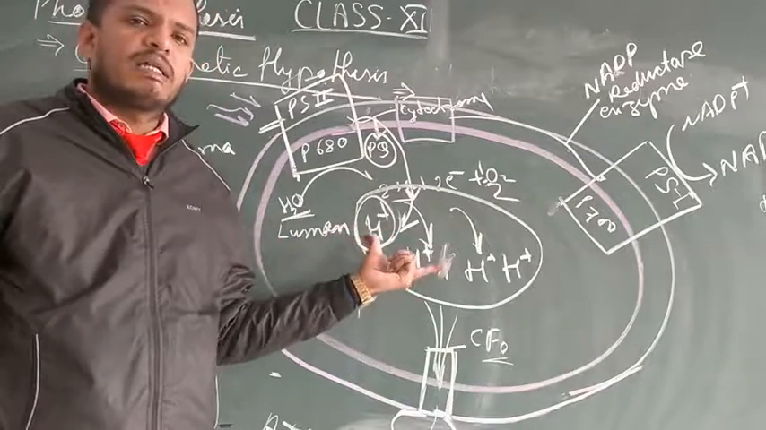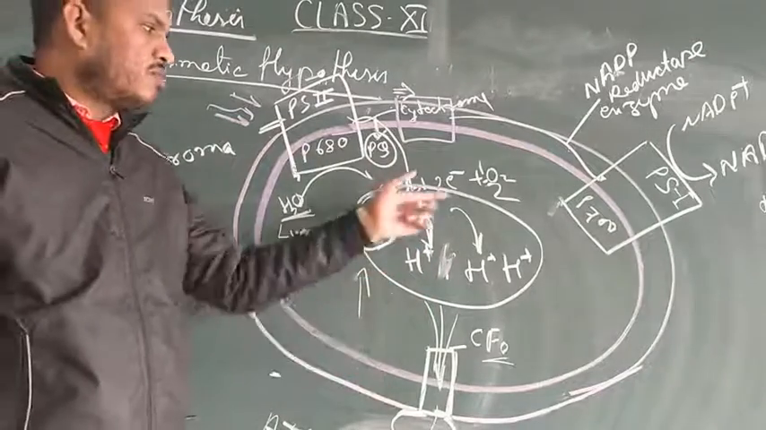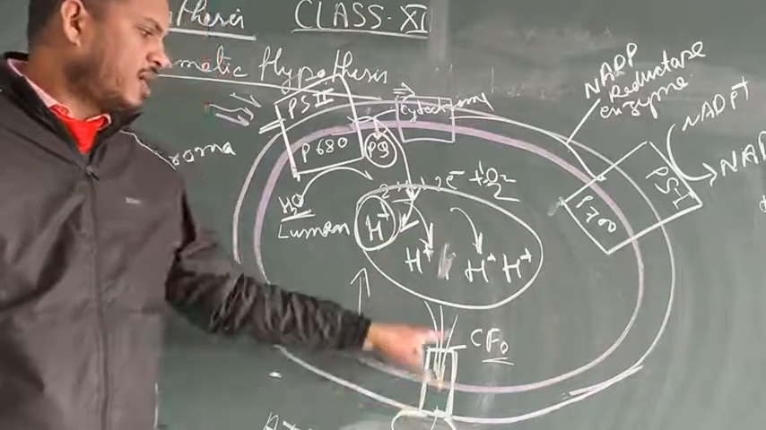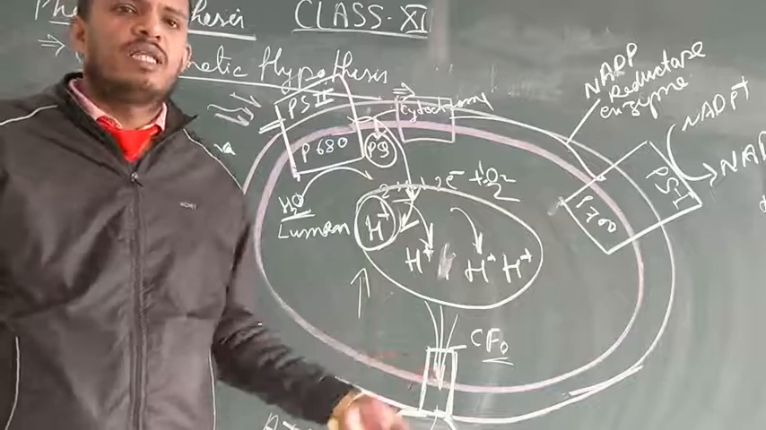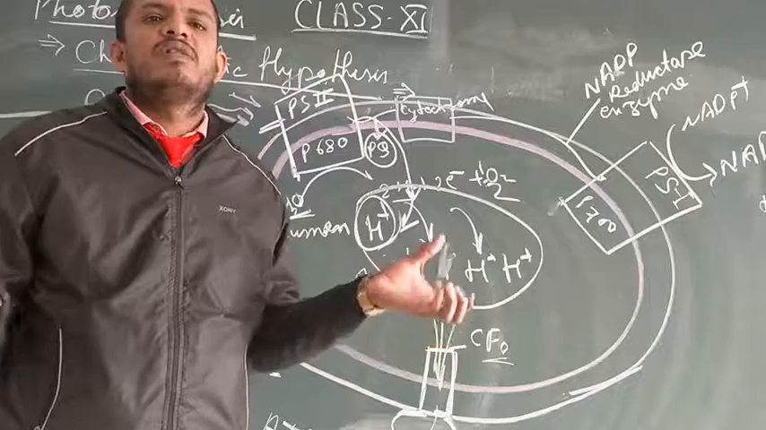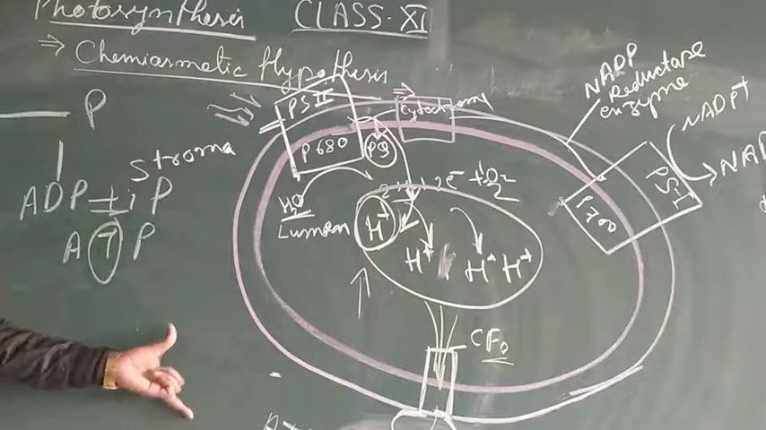As a result, the proton concentration increases, and the ATP synthase enzyme acts as a channel for the breakdown of the proton gradient. When the protons come out through it, what happens? The adenosine diphosphate and inorganic phosphate get attached, which means the proton energy is consumed in the form of bond energy, and ATP is formed.